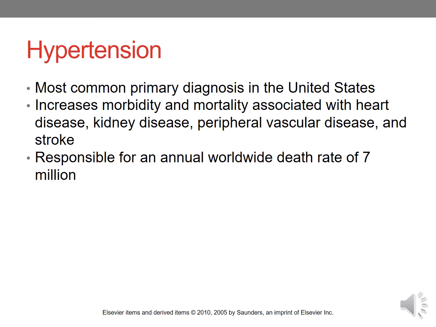When a person has hypertension, we're not just concerned about the hypertension only, but we are concerned about the hypertension leading into what we call end-organ damage, which means that it can now damage other organ systems that are related. And as you can see here, it is responsible for annual worldwide death rate of 7 million. Okay, so that is a lot.